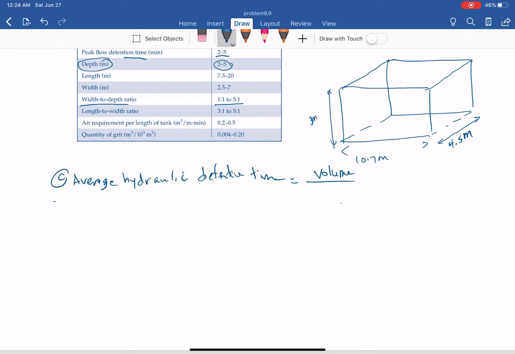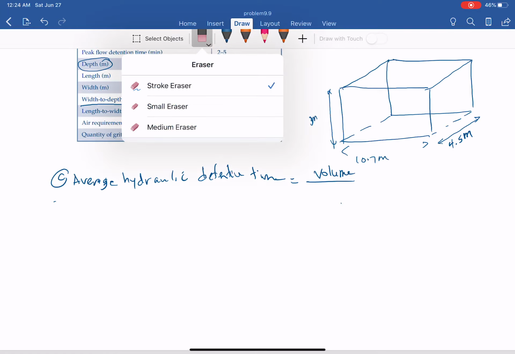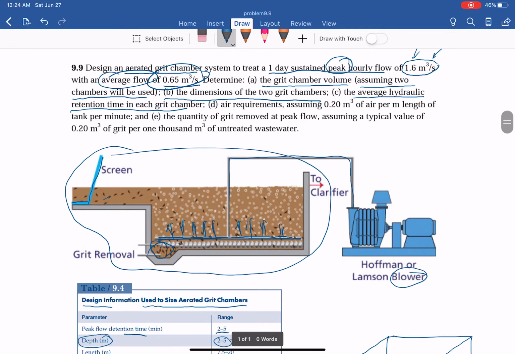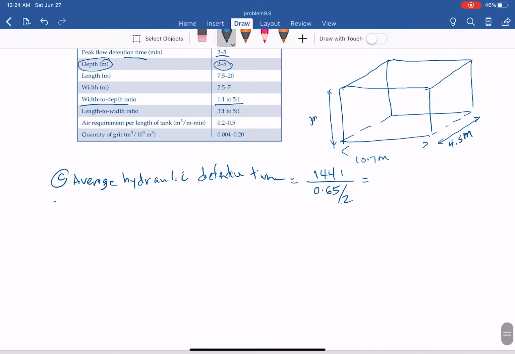So the volume, let's look at the volume. The volume was 144, and this is the volume of each chamber, divided by the average flow, 0.65, and that's for both, so divide by 2 for each tank. Remember that 144 was in meter cube, so let's put this in meter cube, and this one is meter cubic per second.